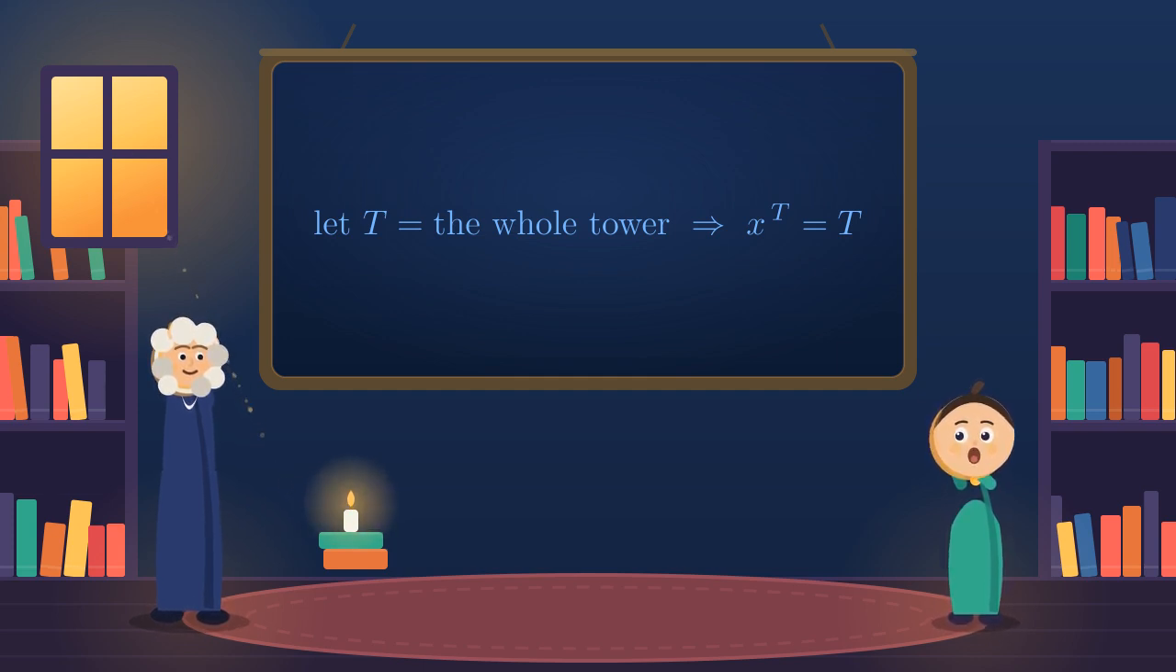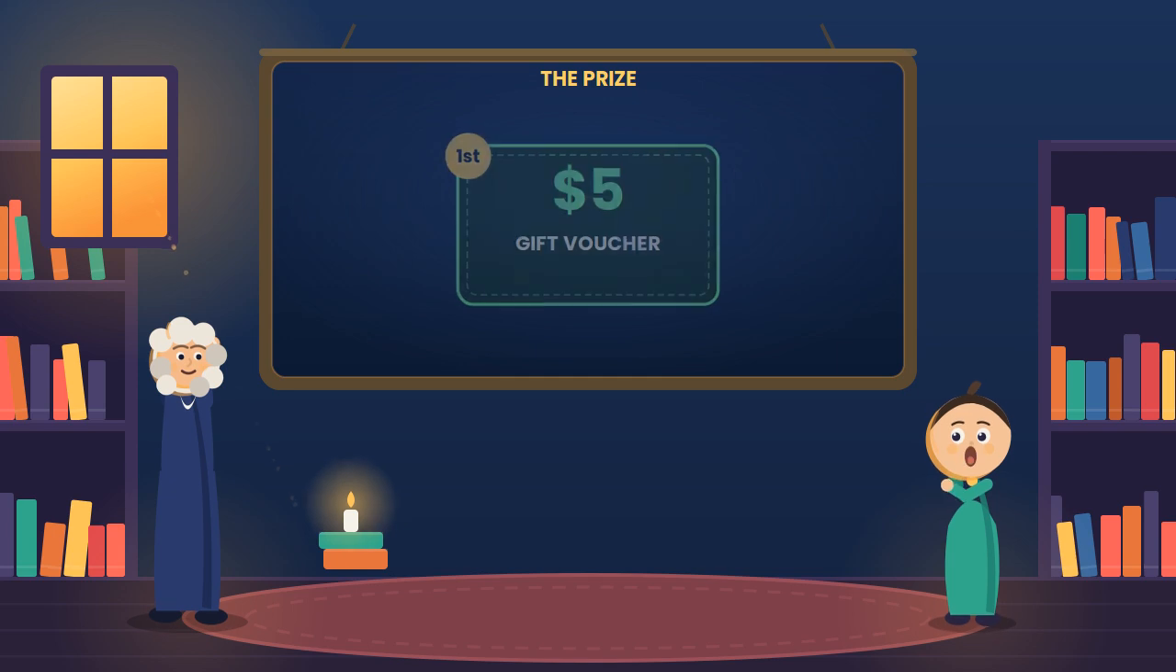Give the entire infinite tower a name, call it t. Now look at the very top. The exponent sitting on the first x is itself the same endless tower. So x to the power t equals t. Take it from there.